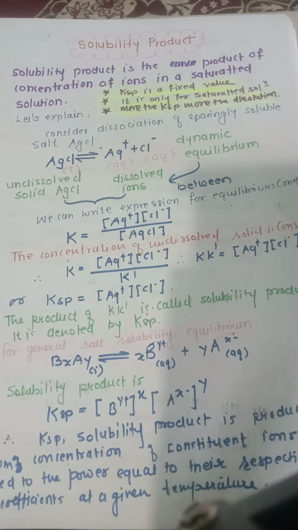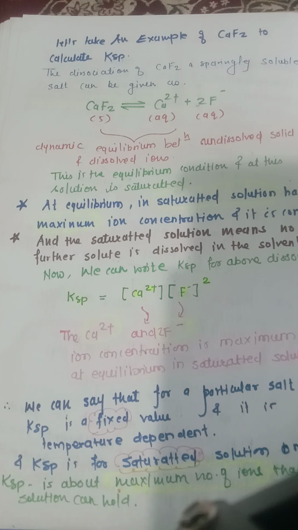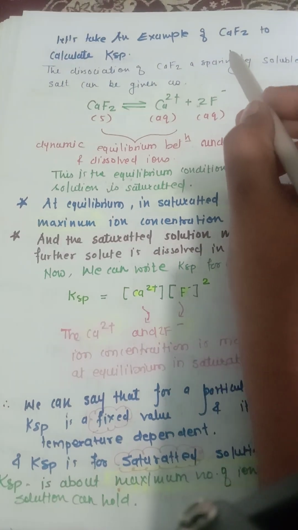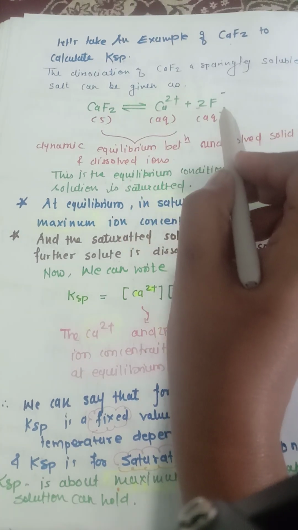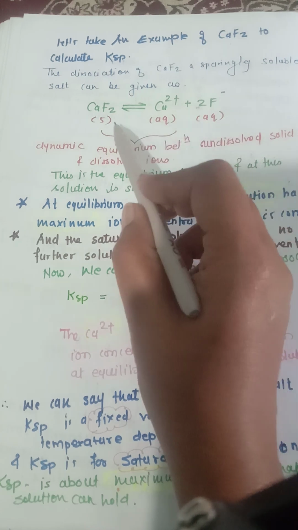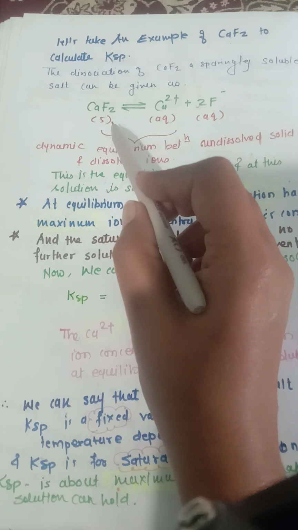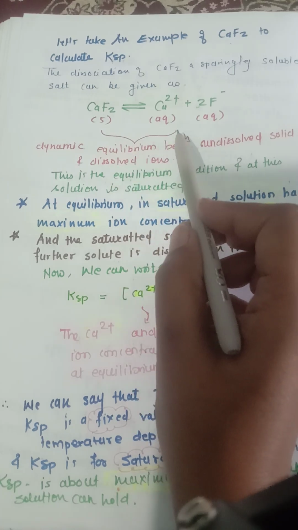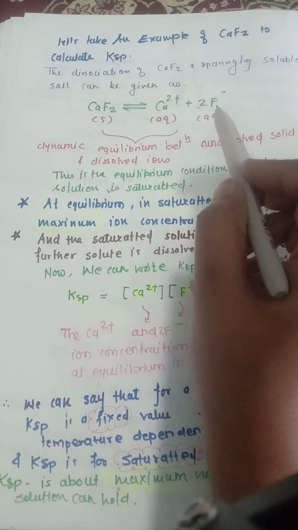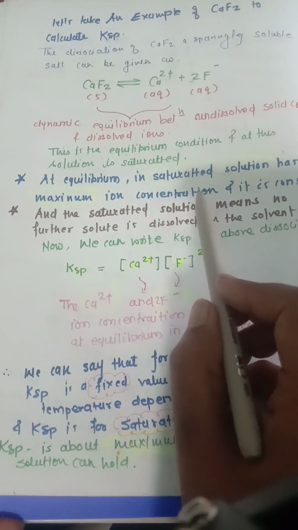Now consider one more example. Let's take the example of CaF2 to calculate the Ksp. CaF2 is also a sparingly soluble salt. The dissociation reaction is CaF2 giving Ca2+ and 2F- ions. Very soon the dynamic equilibrium condition is reached, and CaF2 dissociates into Ca2+ and 2F- ions. At this equilibrium, the Ca2+ and 2F- ion concentrations are highest, and this is the saturated solution.